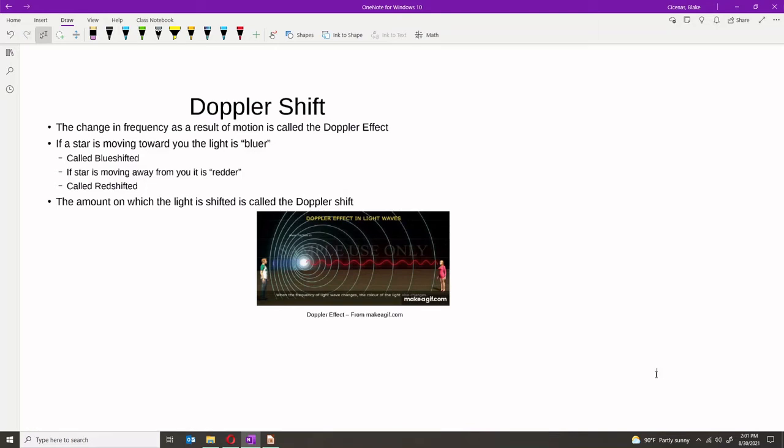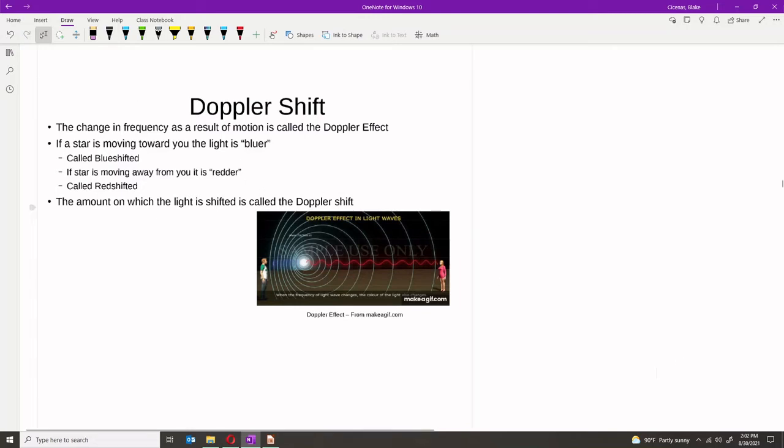So the change in frequency as a result of motion, we call that the Doppler effect. You know this as if you hear an ambulance approaching you, it's like wee wee wee wee, and then as soon as it passes you, wee wee wee wee. That's because of the Doppler effect with respect to sound. But there is also a Doppler effect with respect to light as well.